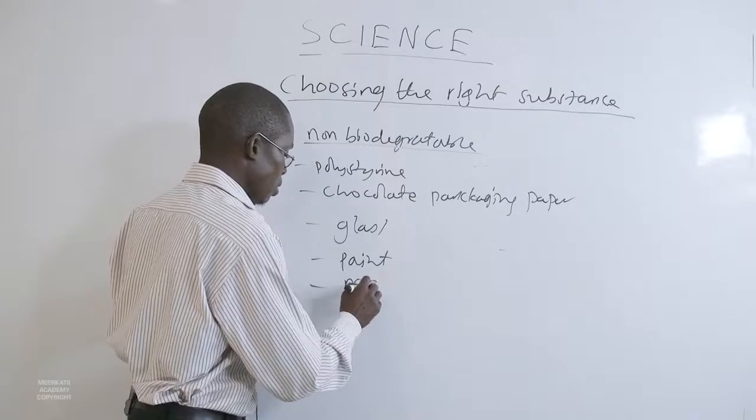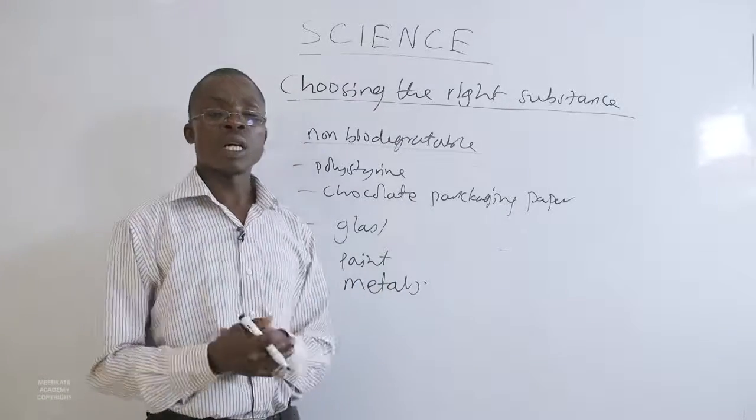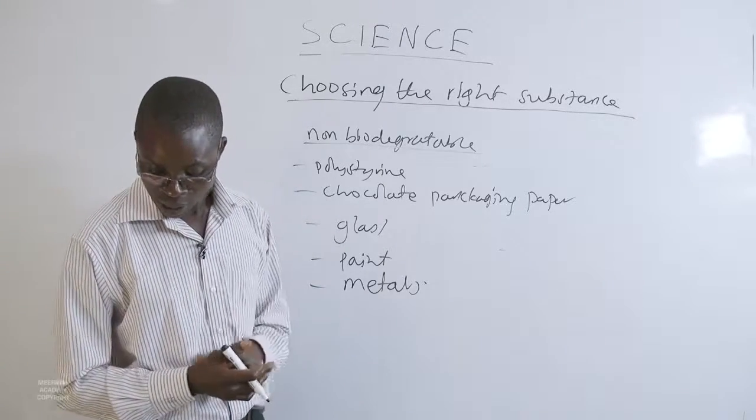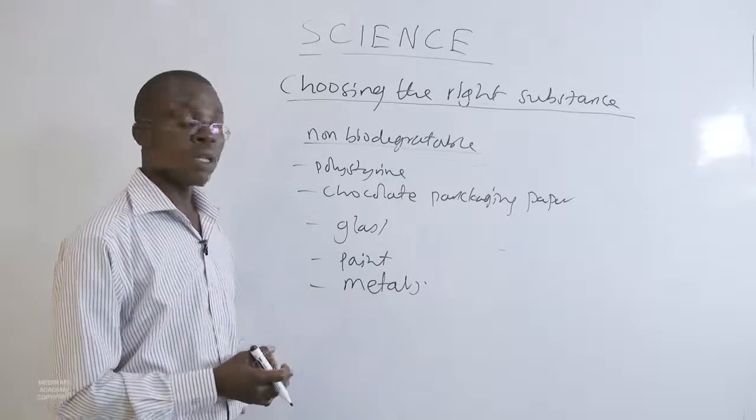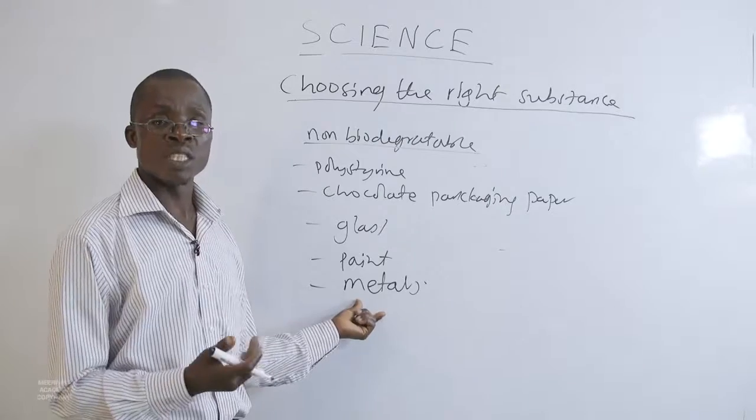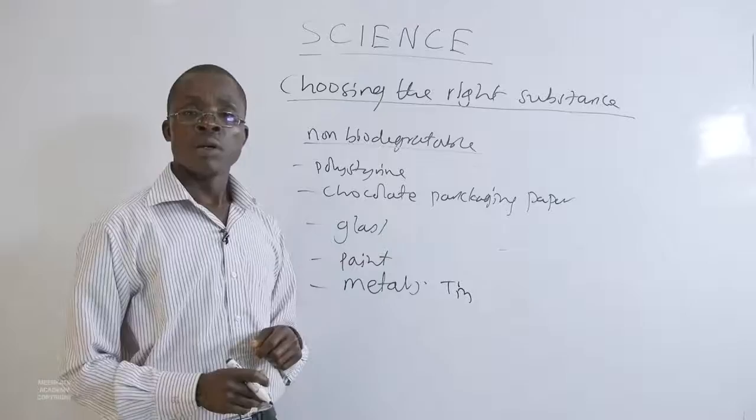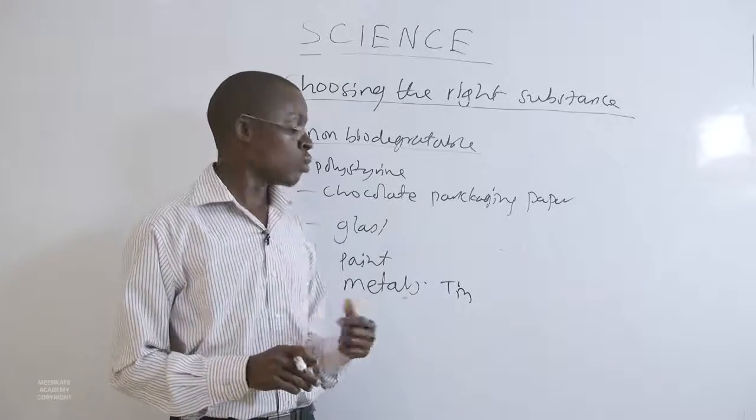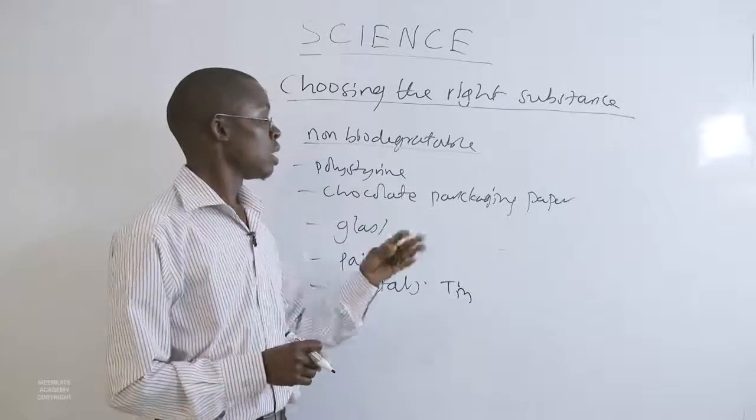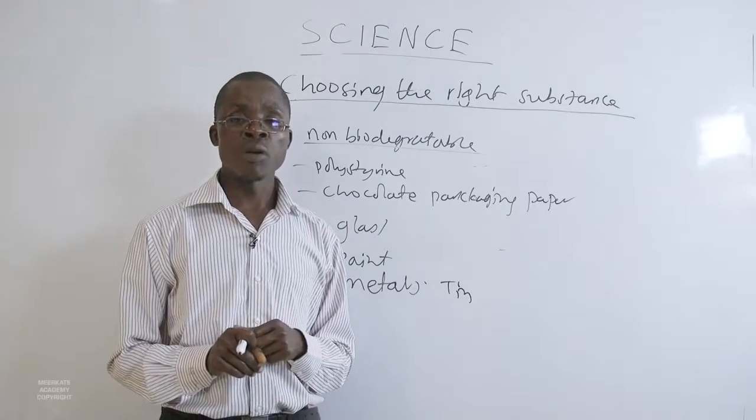We also have metals. Maybe food that has been kept in cans, like spaghetti, canned spaghetti. You will find that it is packed in cans. Cans are made of a metal, tin. Tin is a very common metal that is used in packaging, and you don't expect tin to undergo decomposition as fast as these other materials that we have just mentioned under non-biodegradable materials.